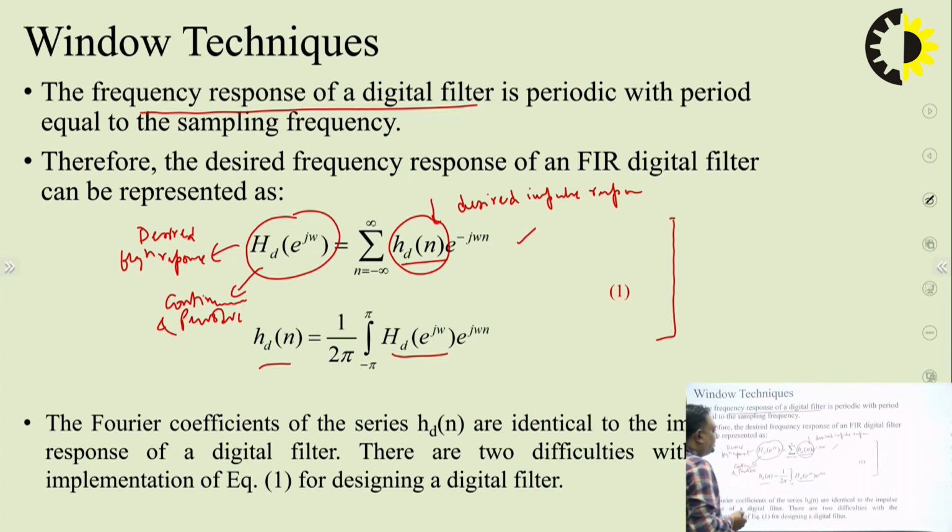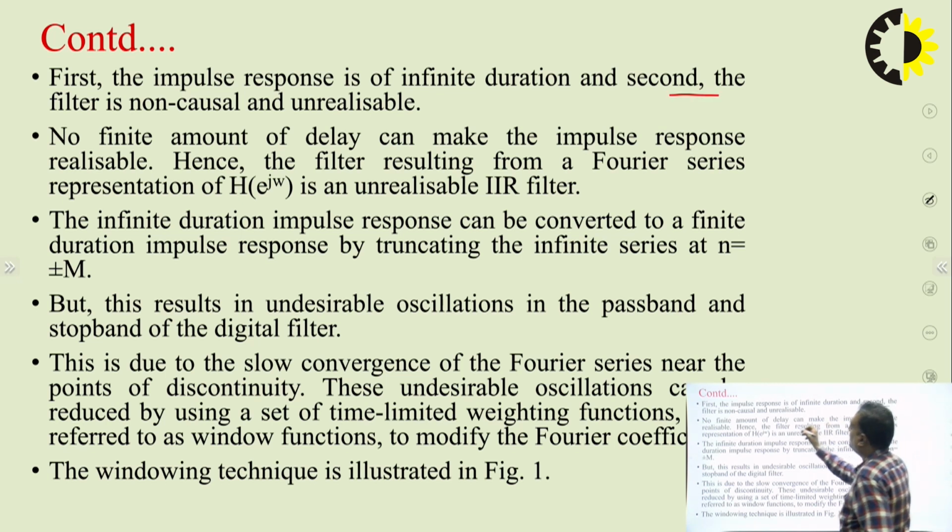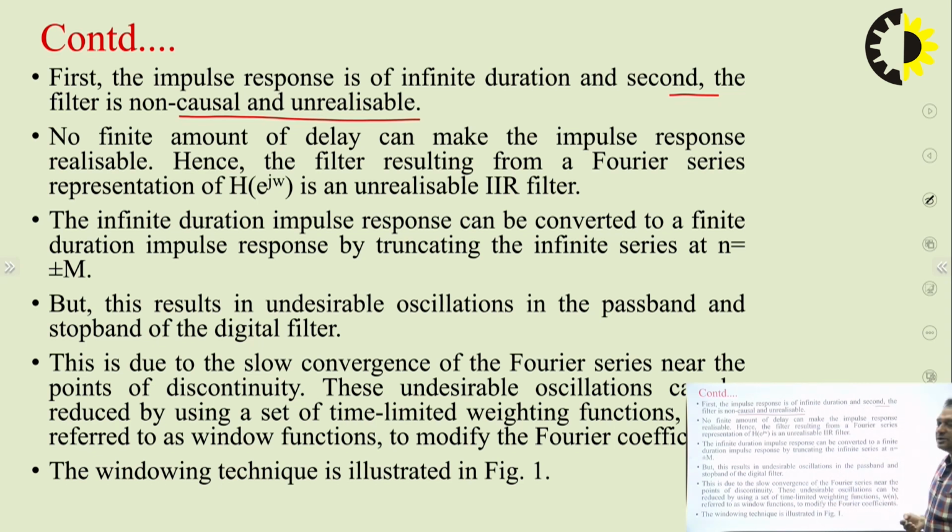The first issue is that the impulse response is of infinite duration, and the second issue is that it is non-causal in nature. So the first, the impulse response is of infinite duration, and second, the filter is non-causal and unrealizable. If the impulse response is non-causal, then the filter is unrealizable. For making it realizable, what can we do? We can provide a delay to make it causal, but we can only provide the delay when the impulse response is of finite duration.